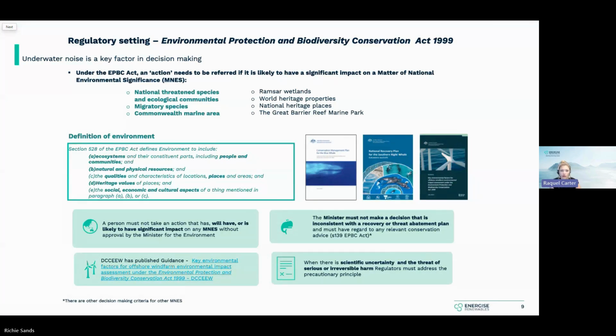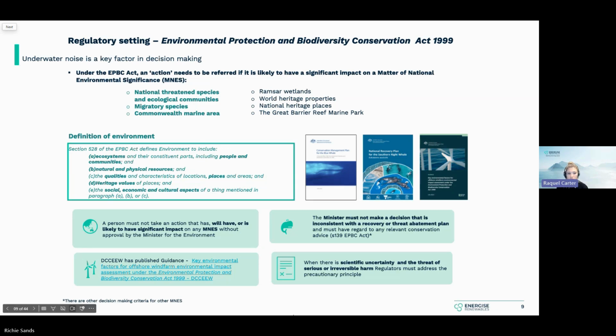Okay, so just a brief overview of the EPBC regulatory setting. Underwater noise being a key factor for a lot of the offshore wind developments that are going to ensue. Under the EPBC Act, an action needs to be referred if it is likely to have or will have a significant impact on what's called a matter of national environmental significance. What's pertinent to offshore wind would be nationally listed threatened species and ecological communities, migratory species, and the Commonwealth Marine Area. In terms of what's in the Commonwealth Marine Area and what's protected, it's the definition of the environment: ecosystems, their constituent parts, people and communities, natural and physical resources, the qualities of specific locations or places, heritage values of places, and it's also the social, economic and cultural aspects of A to D that need to be considered.